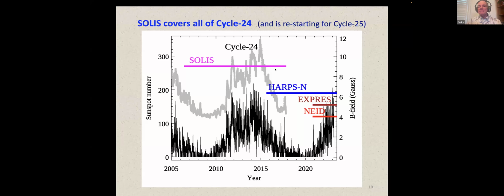And SOLIS covered all of cycle 24, but then has been decommissioned temporarily and is being moved. But HARPS-N started up in 2015. EXPRES has recently started. NEID has started monitoring the sun. We'll have lots of data for cycle 25. Also KPF. I made this figure before I realized that KPF was up and running. So there'll be lots of spectrometers. There's also Pepsi, which I didn't put on here.